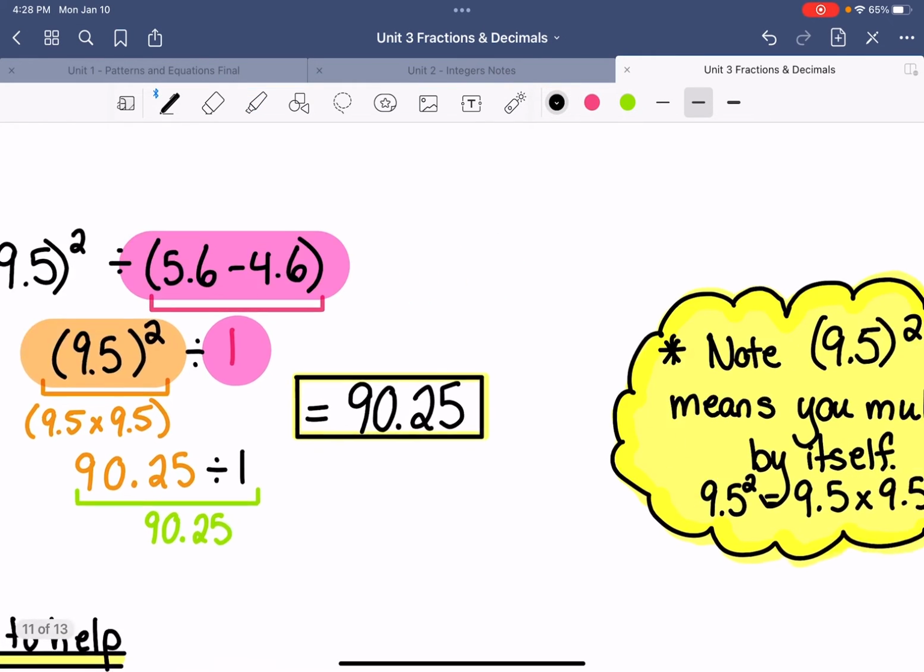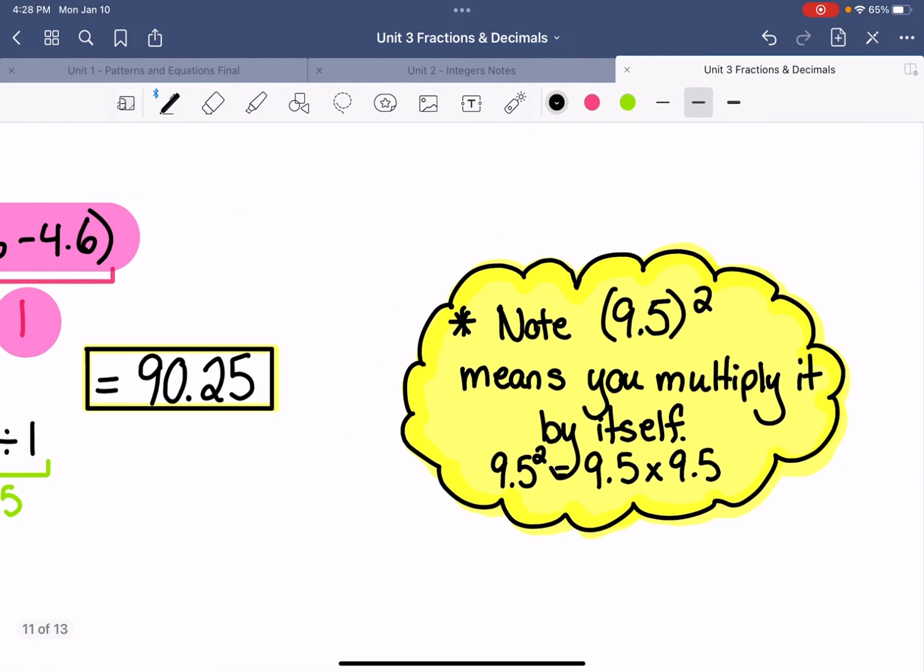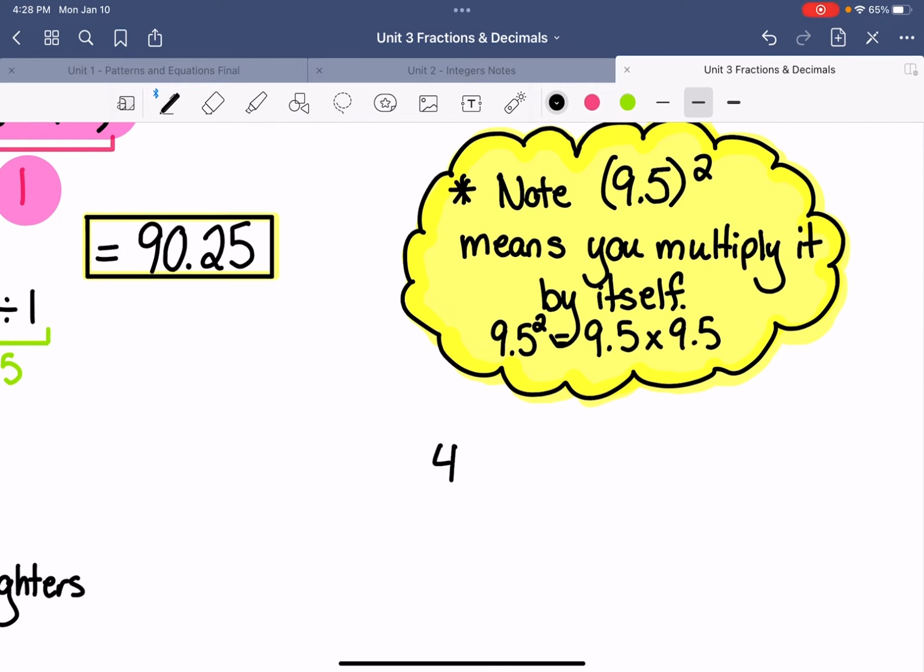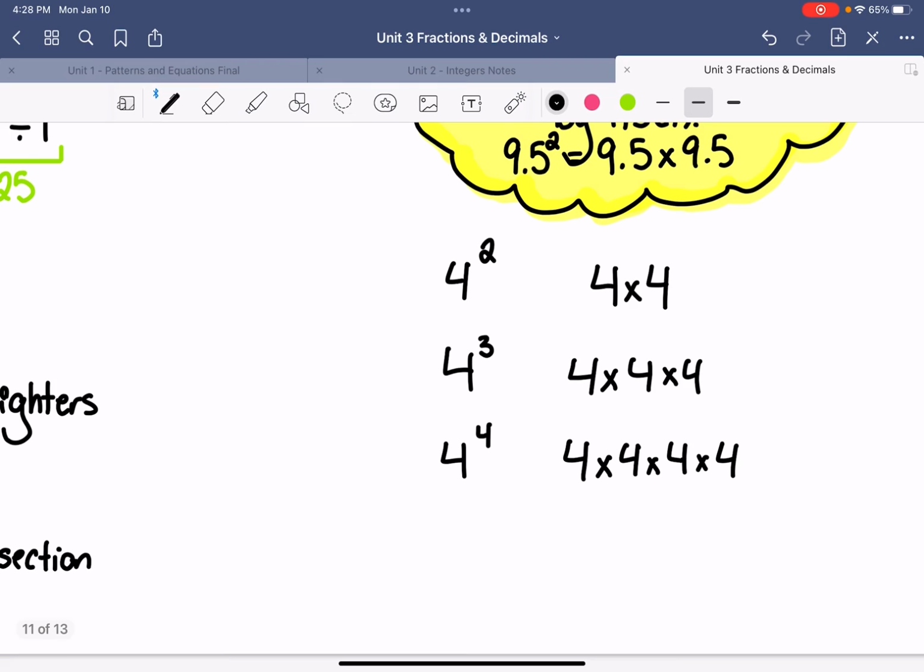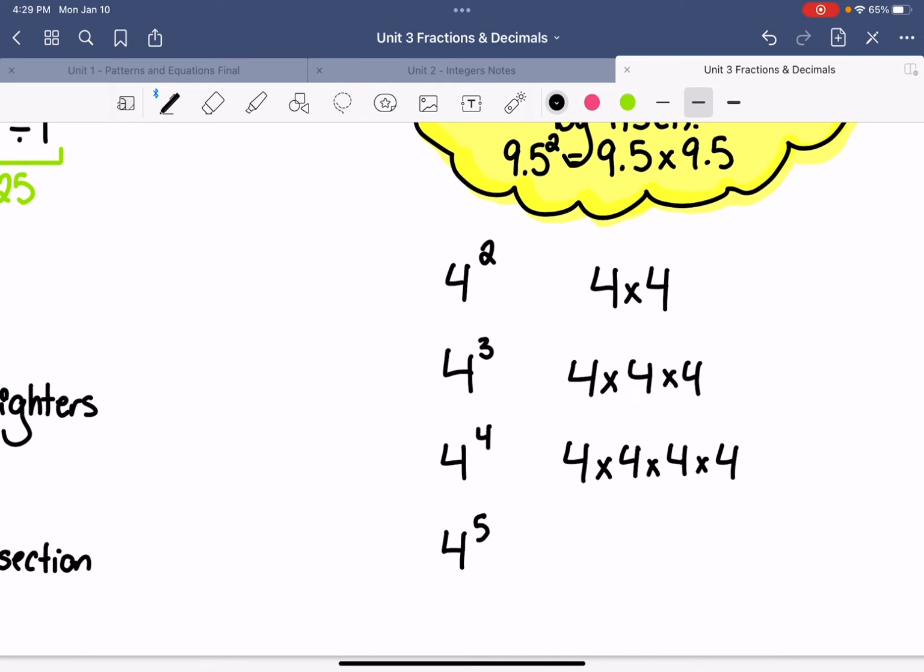Basically, an exponent just means to multiply by itself. So let me give you some easier examples. Say we have 4 squared. That would really just mean 4 times 4. If I had 4 to the power of 3, that would mean 4 times 4 times 4, 3 of them. If I had 4 to the power of 4, well, you guessed it, it would be 4 times 4 times 4 times 4. You're going to recognize this pattern. If it's 4 to the power of 5, it's 4 times 4 times 4 times 4 times 4.